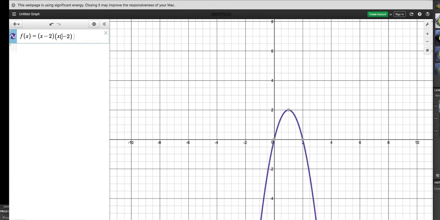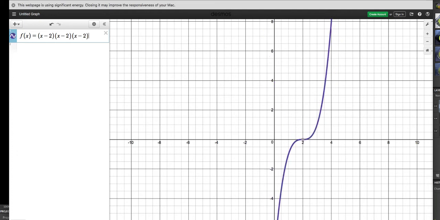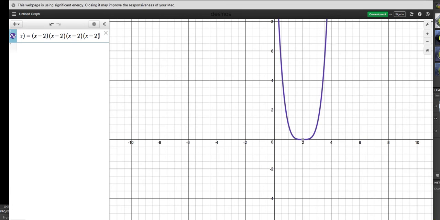there we go. You're going to notice that it does indeed hit at x equals 2, but this time it doesn't cross the x-axis. It just touches and turns around there. So what if we make this a factor 3 times, put in another x minus 2? It still crosses at x equals positive 2. It's just that it crosses this time, whereas if I make this a factor 4 times, now it touches and turns around again.